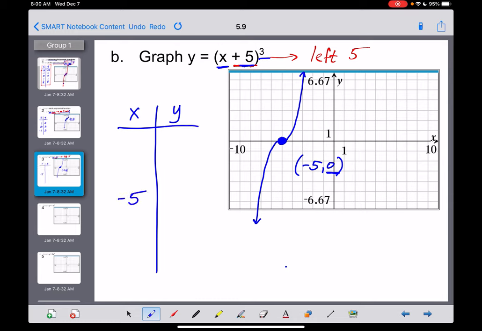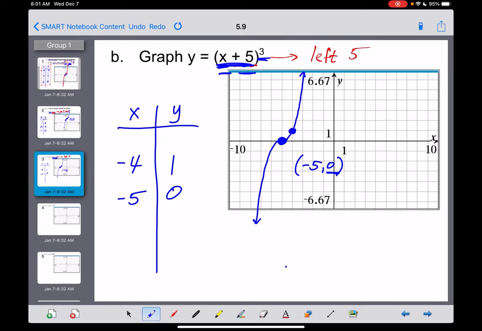We already did the negative 5, guys. We put the negative 5 in here, got 0, and cubed it to get 0, so we know that that one is right. Let's see, it doesn't matter what order, to the right of that, I'm going to put a negative 4 here. Let's see what happens there. Negative 4 plus 5 is 1. 1 cubed is 1. And negative 4, 1 is this point right here.